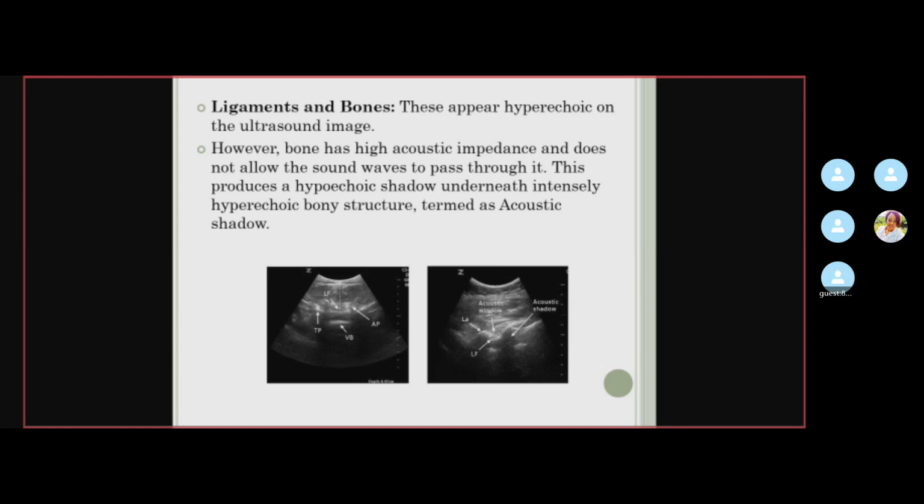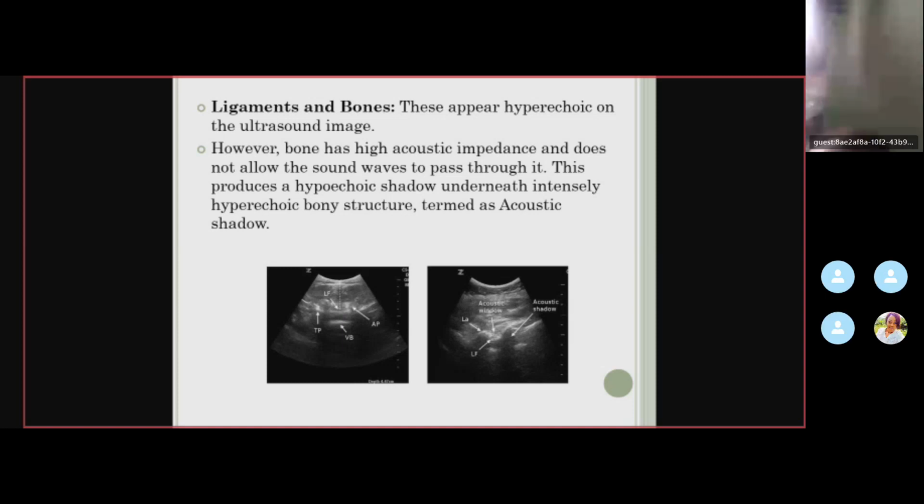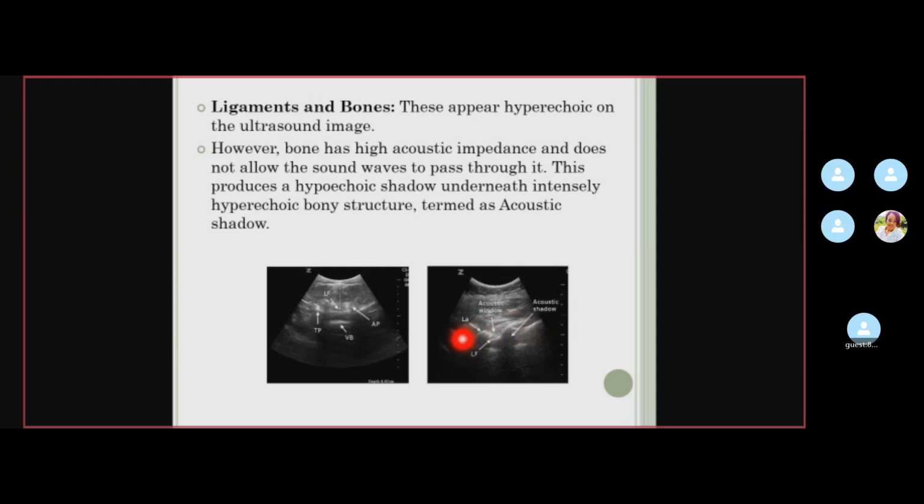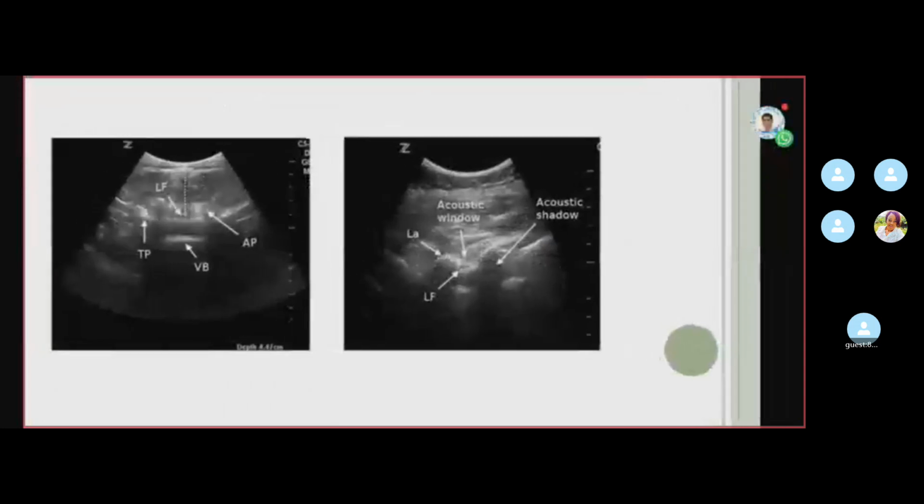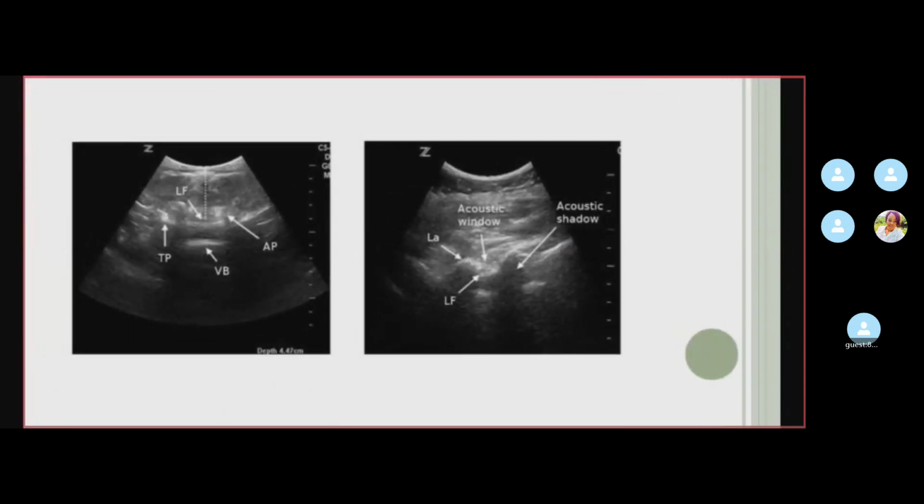Okay, so what is a shadow? In this picture you can see there is a hyperechoic structure and below that there is a black area. You can see. Yes, madam. This black area tells us that there is a bone above this.